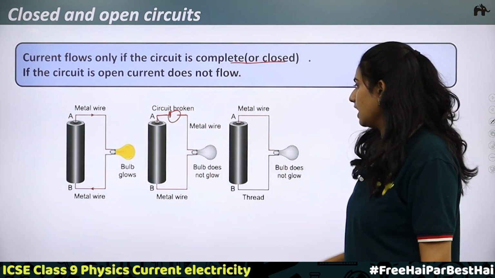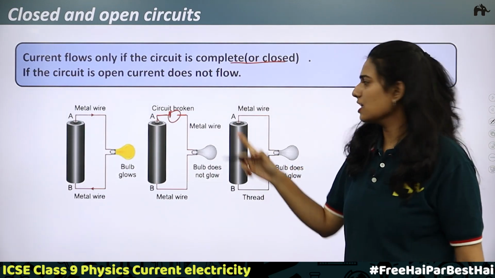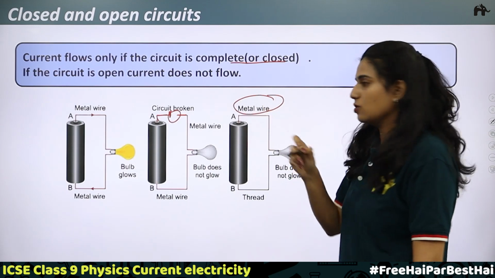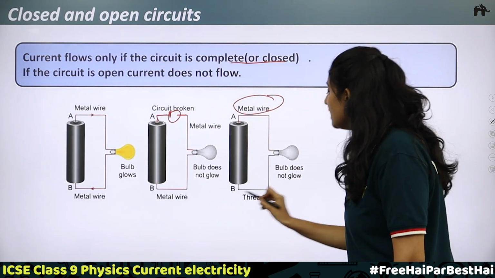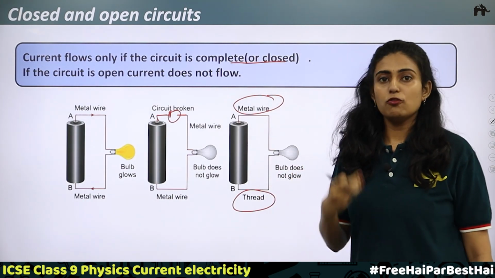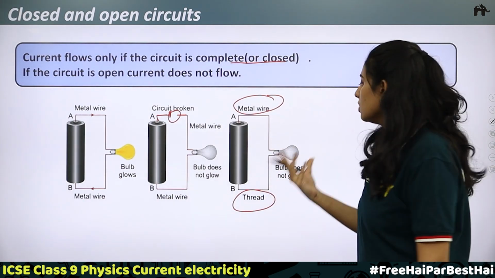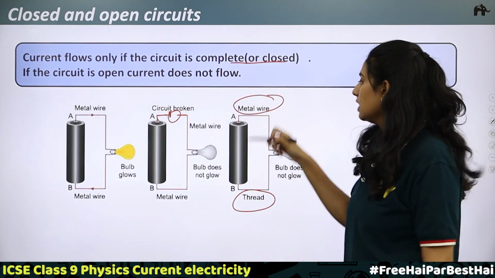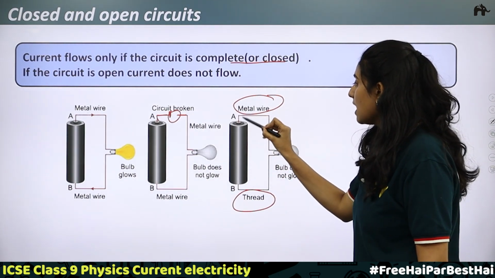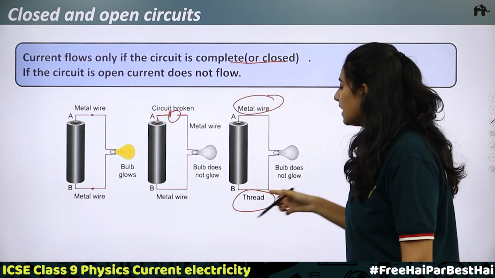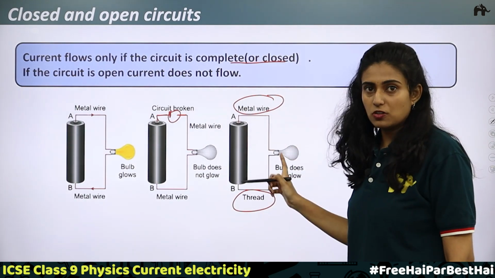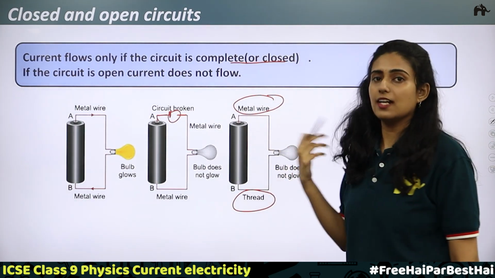Now take the third case. You can see it is a closed circuit. There is a complete connection. So what is the difference here? One wire used is a metal wire and the other one is a thread. The thread is, for example, a wool thread. Wool is an insulator. Can an insulator conduct electricity? No, right? Here you have a dry cell, here you have a bulb, but even though it appears to be closed, since a thread is being used, which is an insulator, the bulb does not glow. The reason is that insulators cannot conduct electricity.